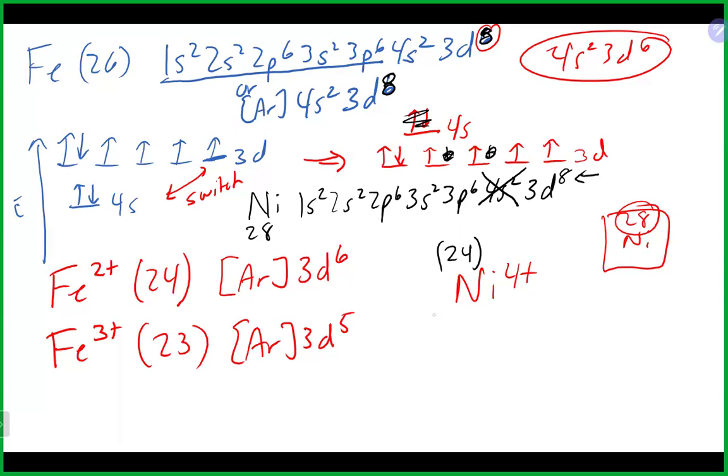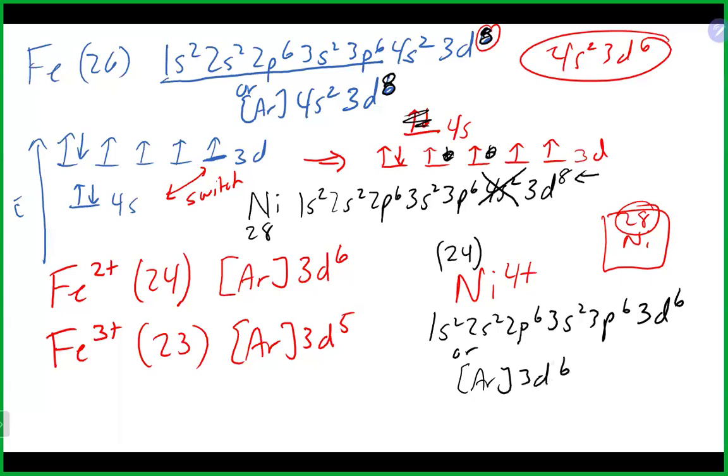And that will get us 1s2, 2s2, 2p6, 3s2, 3p6, 3d6, or argon 3d6. By the way, that's the same electron configuration as this guy as well. They are also isoelectronic with each other. They have the same electron configuration.